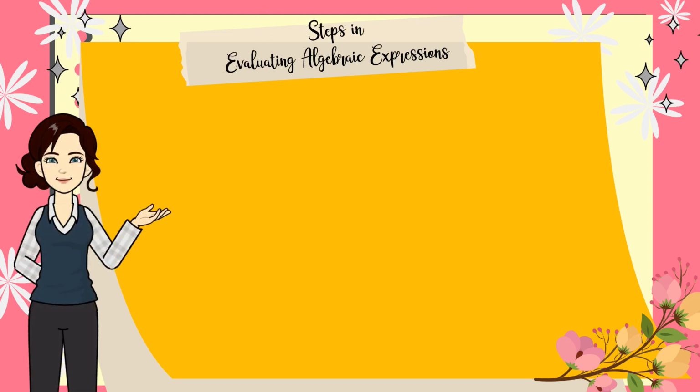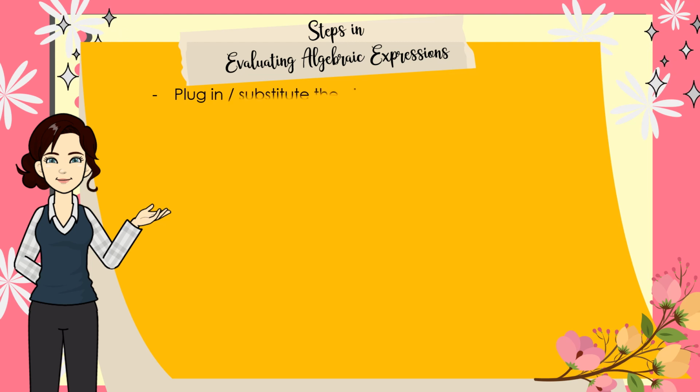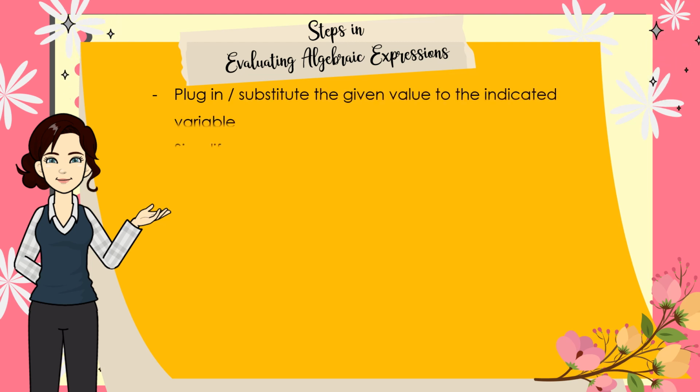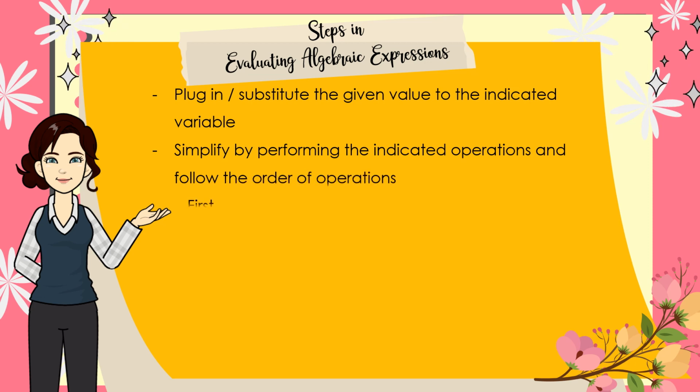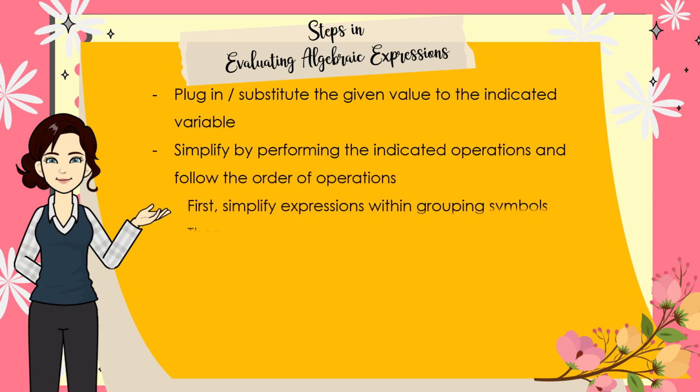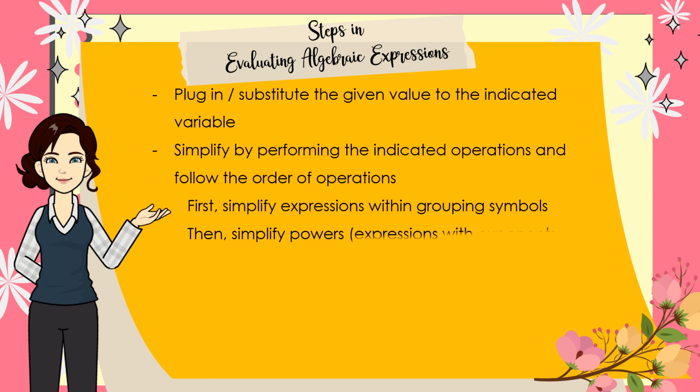To help us remember how to evaluate algebraic expressions, here is the summary of the steps that you need to do in order to evaluate algebraic expressions. First, plug in or substitute the given value to the indicated variable, and then simplify by performing the indicated operations and follow the order of operations.